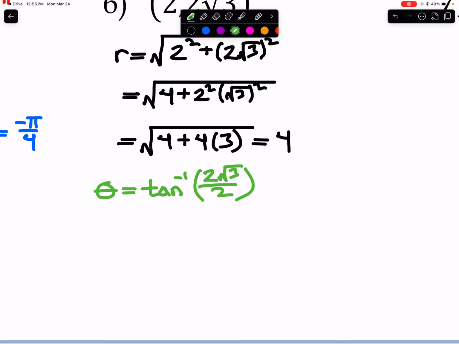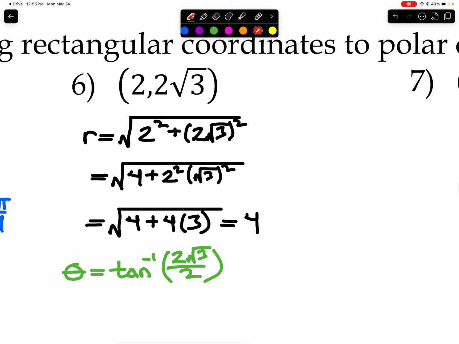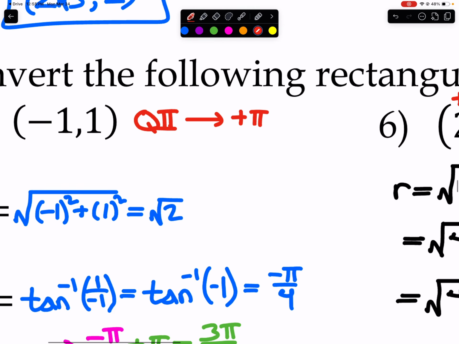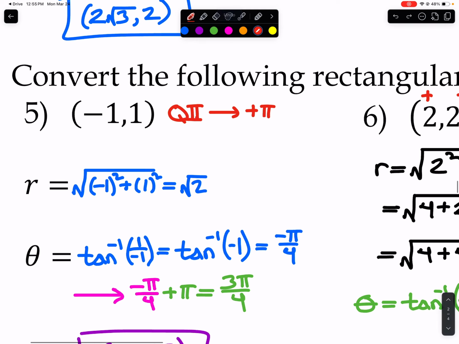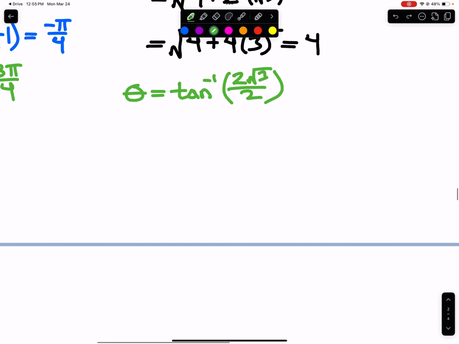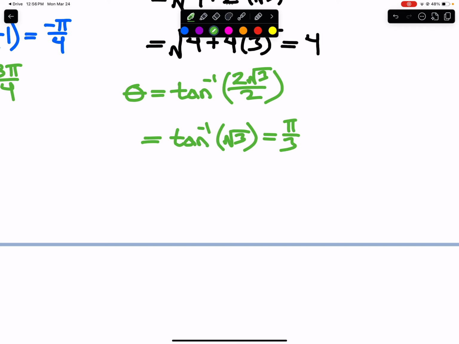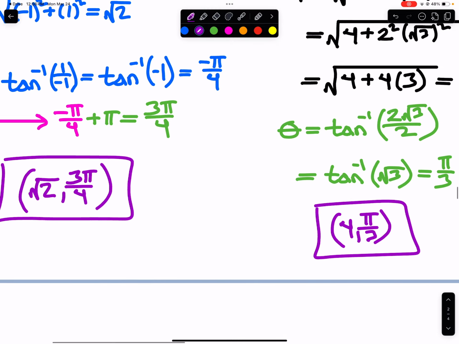Now, what I should have done at the very beginning is check the quadrant. So if I'm working with a positive comma a positive, that puts me in quadrant 1, which means I don't need to add anything, thankfully. So I don't have to worry about manipulating it. So you only have to add if your value falls in quadrant 2 or quadrant 3. So back over here, now we're going to simplify. So this is going to be inverse tangent of root 3. Now on the unit circle, when this happens, that's going to happen at pi over 3. So your coordinate here, we're going to look at 4 comma pi over 3. Ta-da!